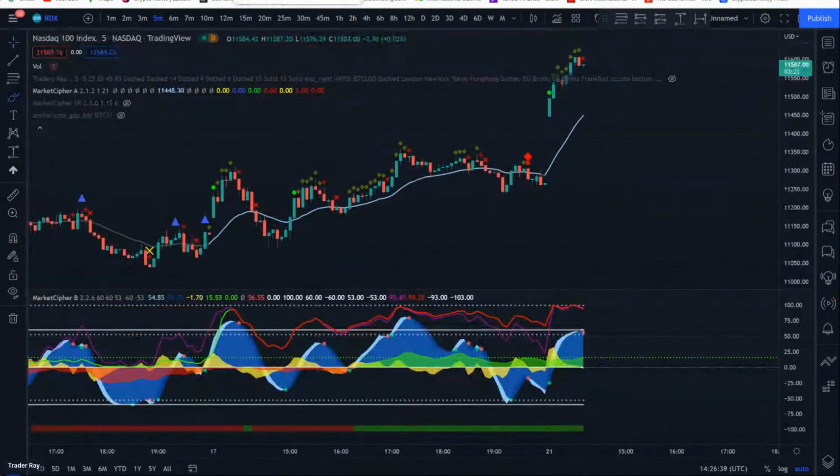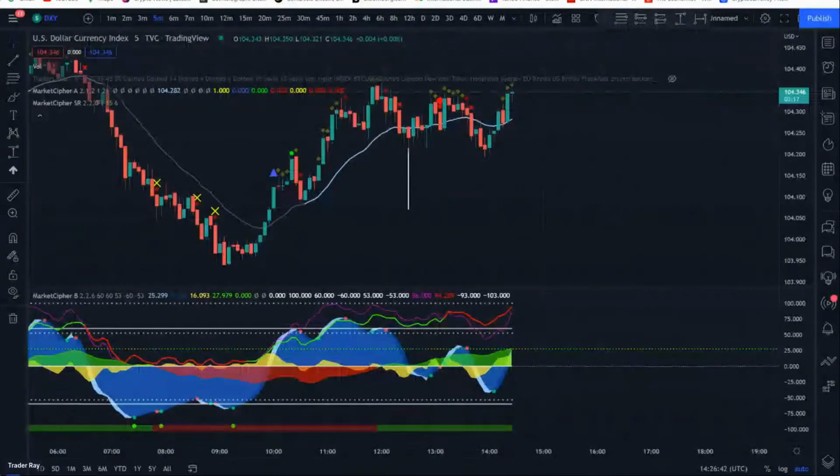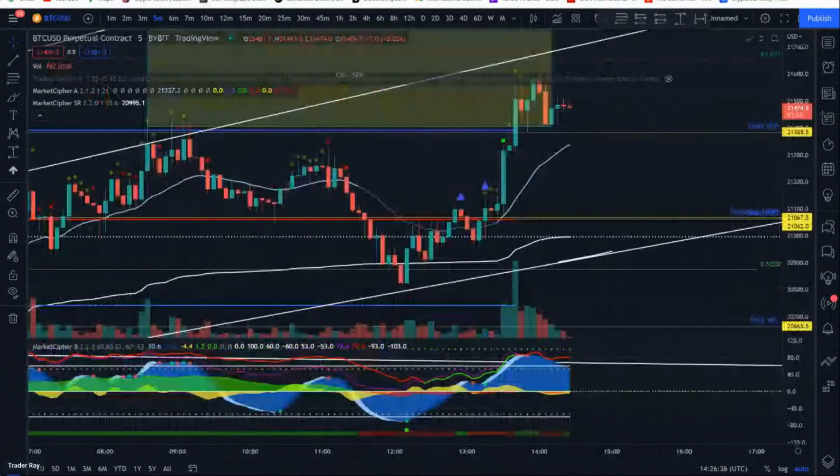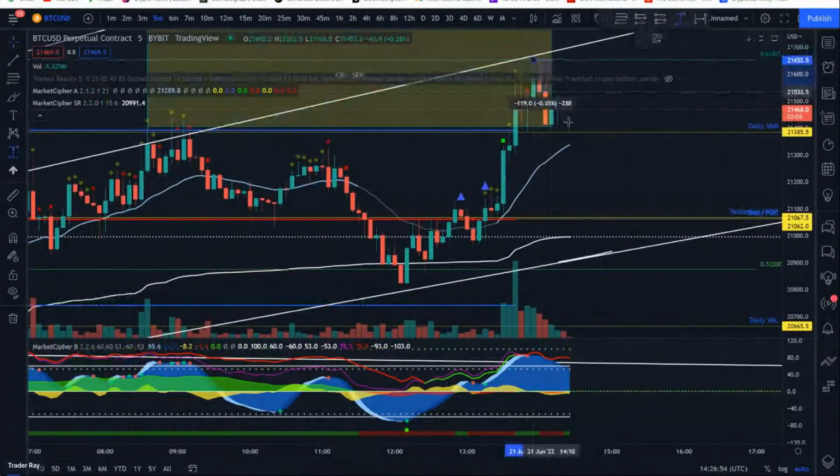Also, NASDAQ is still making a little bit higher, dollar index, let me see. It's also going higher than BTC. Would it in theory go a little bit down? Yeah, not really. I mean, this price action is not as strong as you would think. Approximately 1% now. 1%.